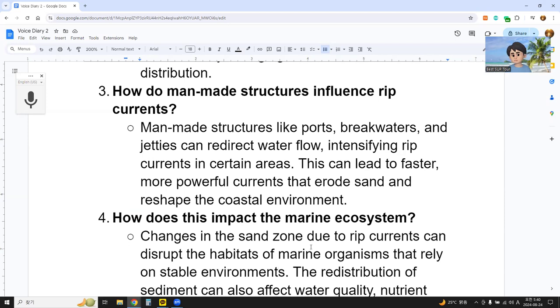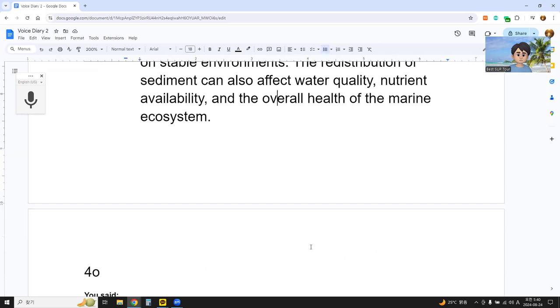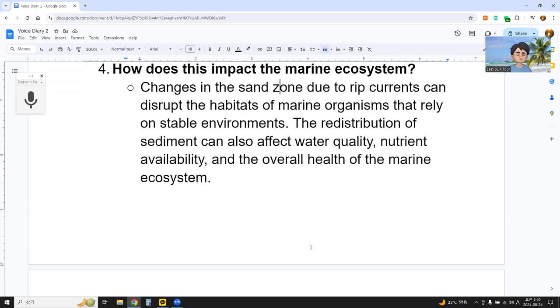How does this impact the marine ecosystem? The changes in the sand dune, due to lake currents, can disrupt the habitats of marine organisms that rely on a stable environment. The redistribution of sediment can also affect water quality, nutrient availability, and the overall health of the marine ecosystem.